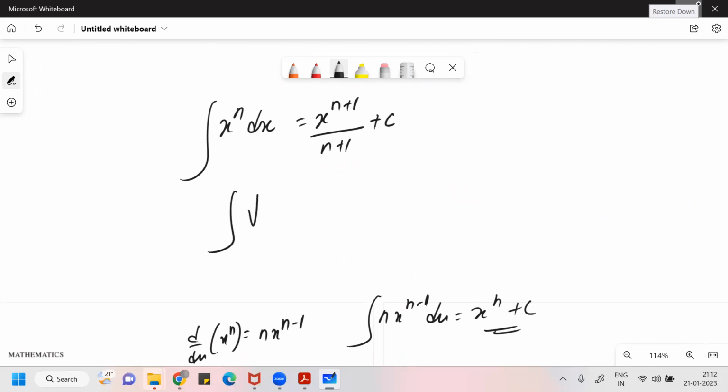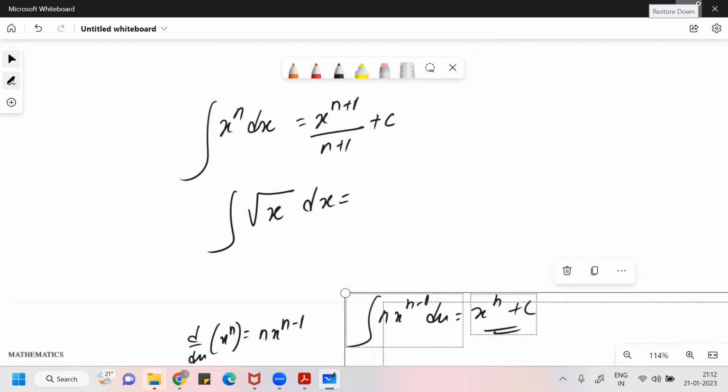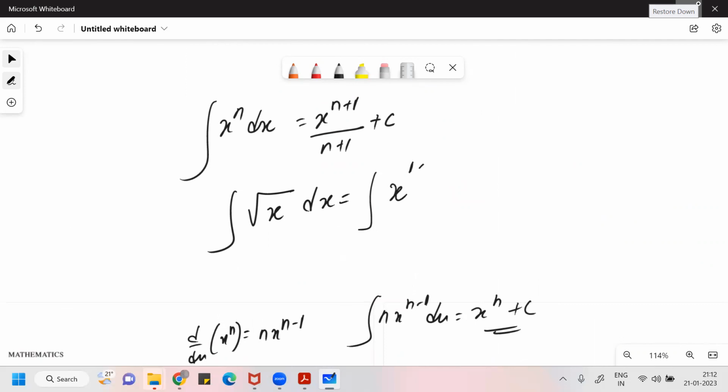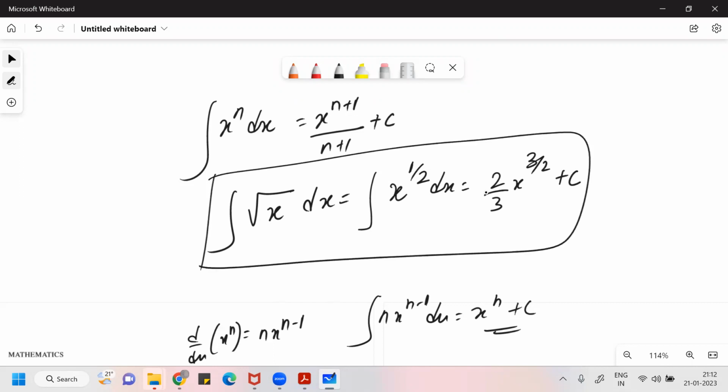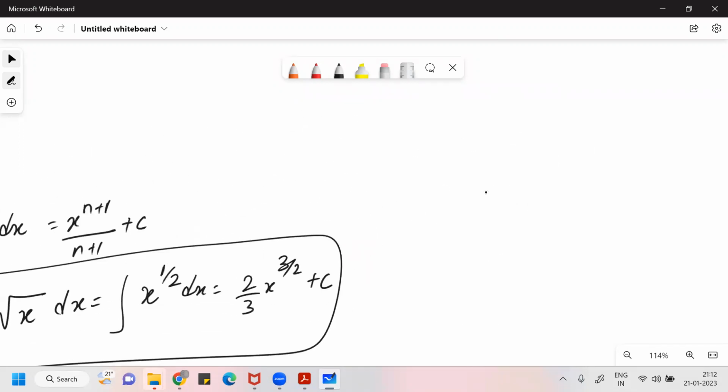If I ask you the integration of root x dx, very important, you can write root x as x to the power 1 by 2, dx. So this would be 2 by 3 x to the power 3 by 2 plus c, because 1 by 2 plus 1 is 3 by 2. You can remember this. This is important for solving questions.